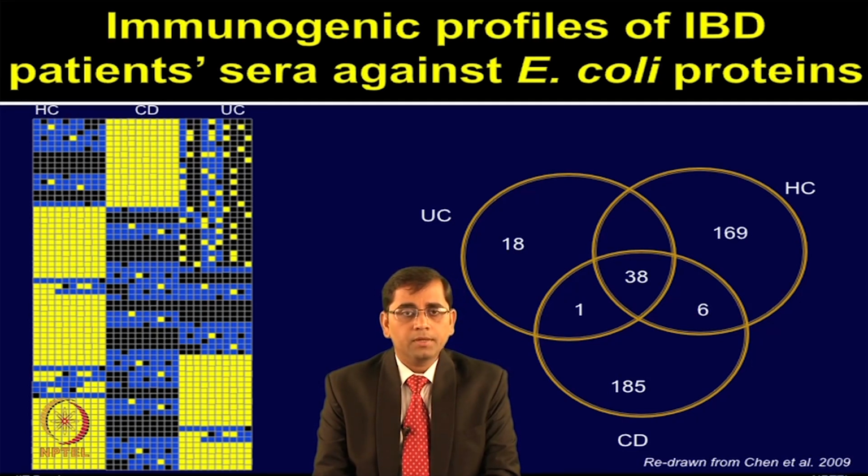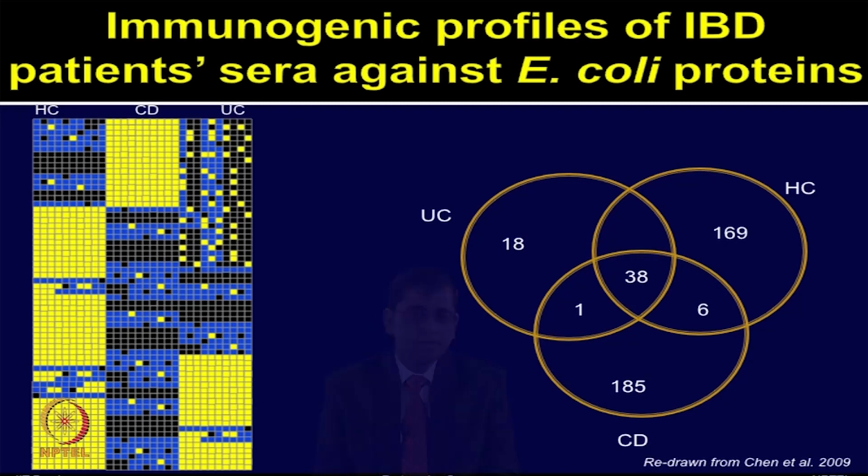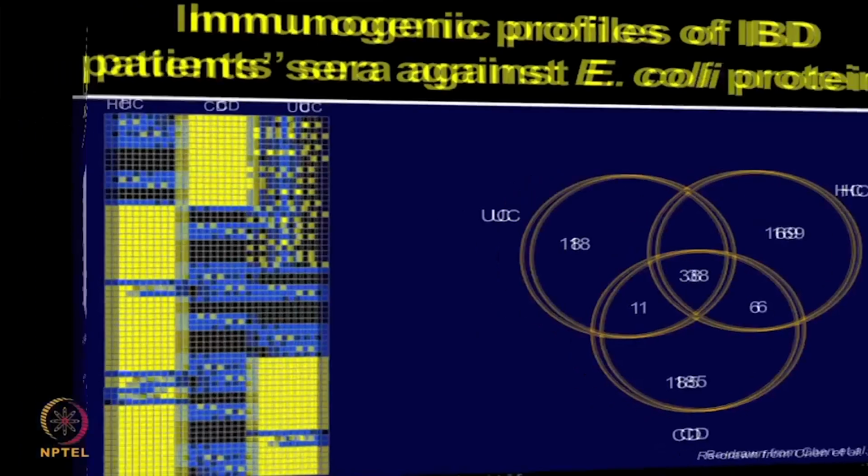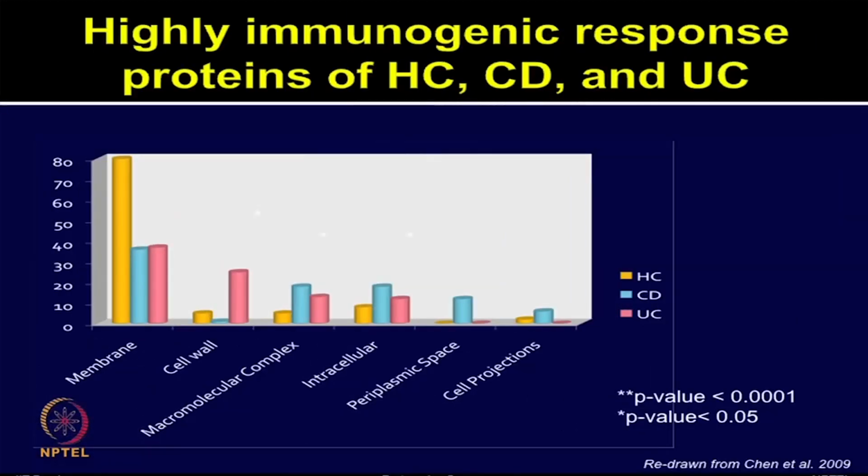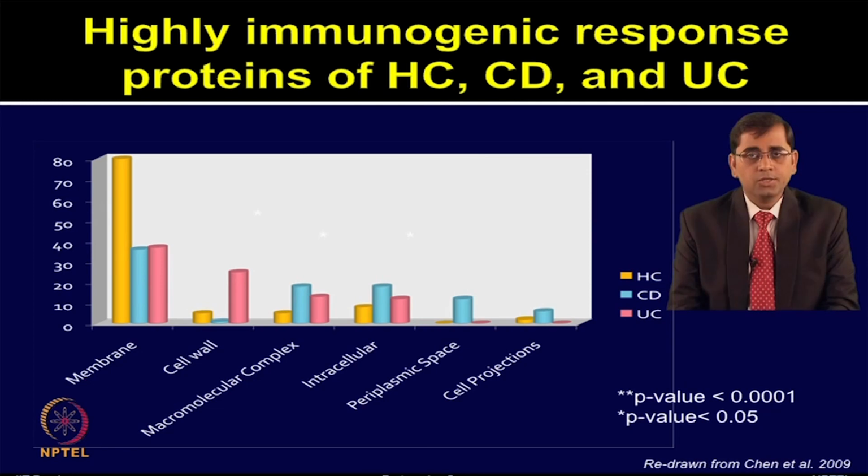They also performed a comparison of UC, HC and CD, which is shown in the slide in the Venn diagram on the right side. It shows that differentially expressed proteins showed very limited overlap among the HC versus CD and CD versus UC. After studying these differentially expressed proteins, authors used these proteins to understand their functional role and how they are distributed in the cellular compartments.